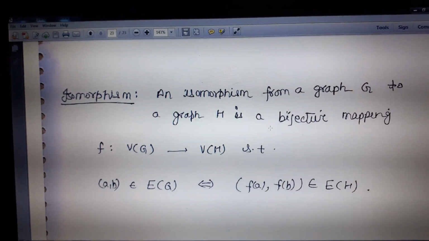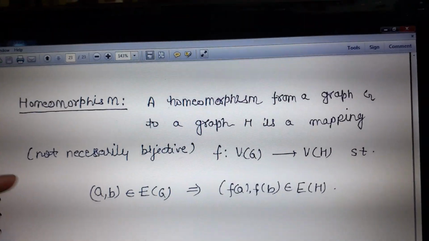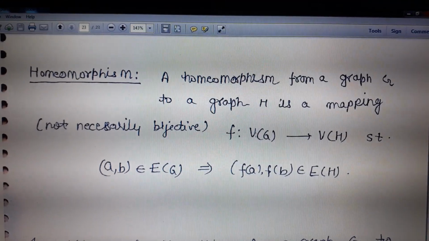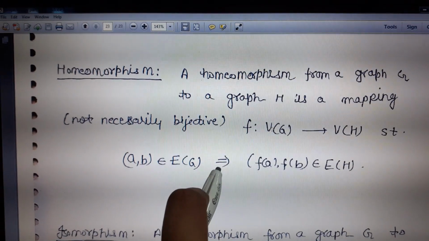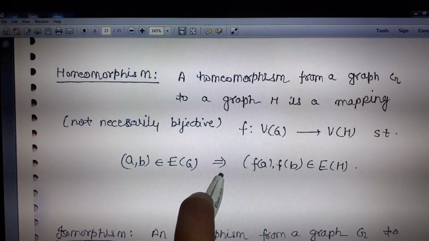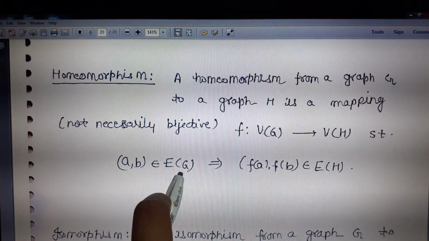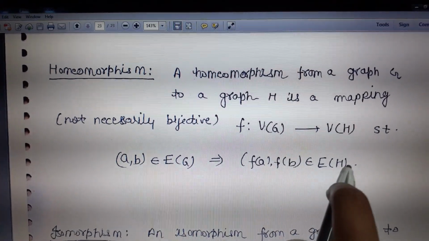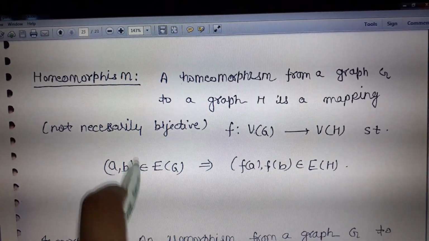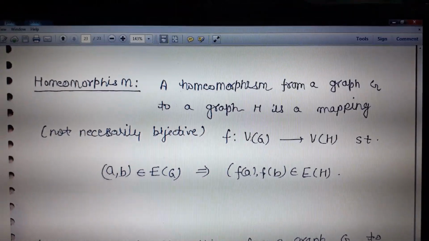But whenever I use the term homeomorphism, this is similar to isomorphism, except that here you have only a one-way operation. Like if AB is an edge in graph G, then f(A)f(B) is an edge in graph H. The vice versa is not true for homeomorphism.